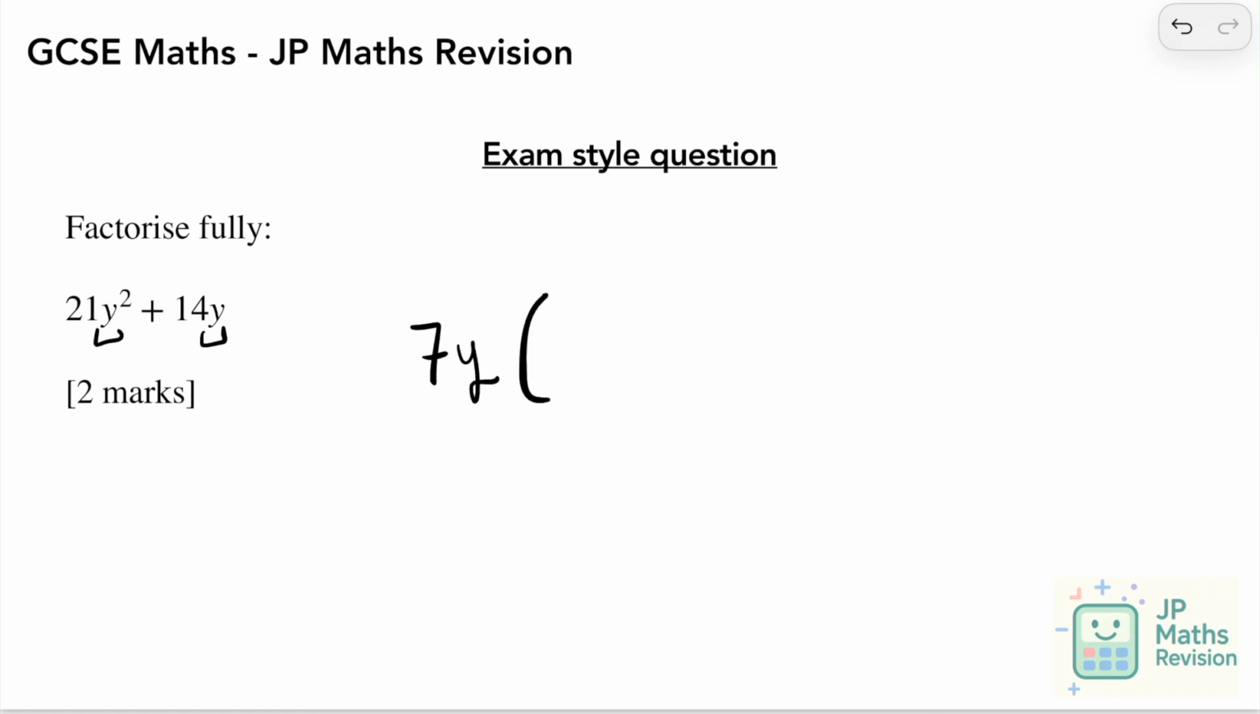Open the bracket. So 7y times what is 21y squared? Well, I know that 7y times 3y is 21y squared. And then 7y times what is 14y? So 7y times 2 is 14y. So I'm going to have 7y bracket 3y plus 2, and I'm going to get 2 marks for that. Okay.